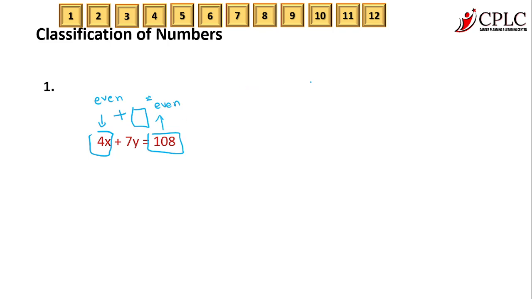Why is 4x even? Let's take some numbers. For example, 4 into 1 is 4, 4 into 2 is 8, which is even. 4 into 3 is 12, which is even. So 4x is always going to be even, irrespective of whether x is odd or even. I hope you get that. 108 is always even because the number is even itself. So even plus what is even?